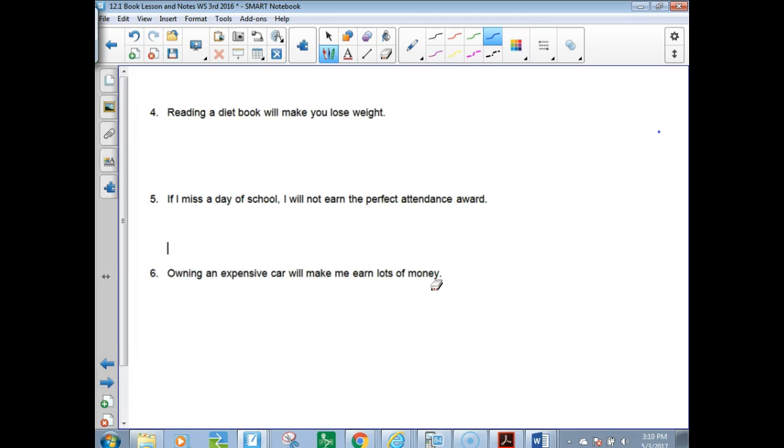Reading a diet book will make you lose weight. Will reading that book cause you to lose the weight? Okay, well, correlation. Okay, come on now. There is a correlation though. If you're reading a diet book, aren't you more likely to try to lose weight?